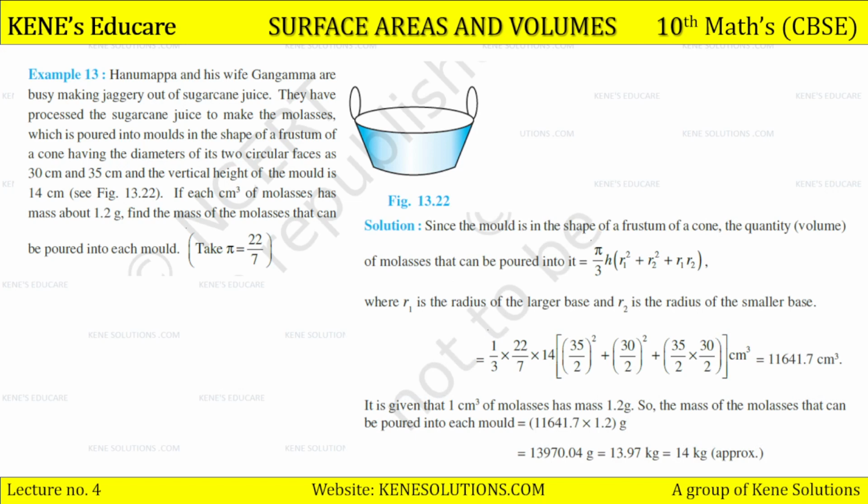Since the mold is in the shape of the frustum of a cone, the volume of molasses that can be poured into it is pi by 3 h (r1 square plus r2 square plus r1 multiply with r2). Put the values in the formula and we get 11,641.7 centimeter cube. It is given that 1 centimeter cube of molasses has mass 1.2 grams. So the mass of molasses that can be poured into each mold, just multiply by 1.2, so we get 14 kg approximately.